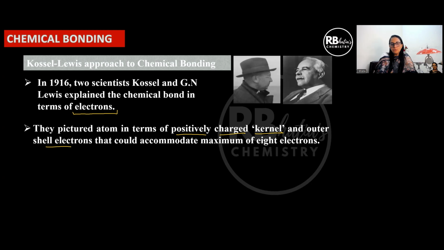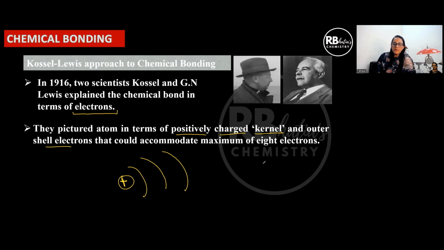So Kossel and Lewis' concept of bond formation was based on the fact that an atom has a positively charged center, which was the nucleus, right? They did not use the word nucleus to describe this. These terms were not yet used, but they pictured atoms in terms of a positively charged kernel. What is a kernel? I'll explain.